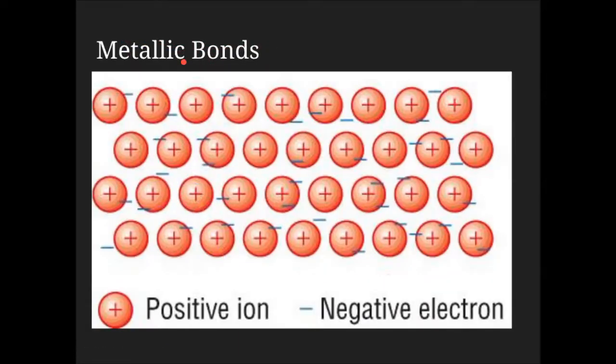Next, we're going to talk about metallic bonds. What happens in a metallic bond? What holds a sample of metal together? What's holding a paperclip together? What's holding an aluminum can together? Why do those metal atoms stay together? And what do we know about metals?